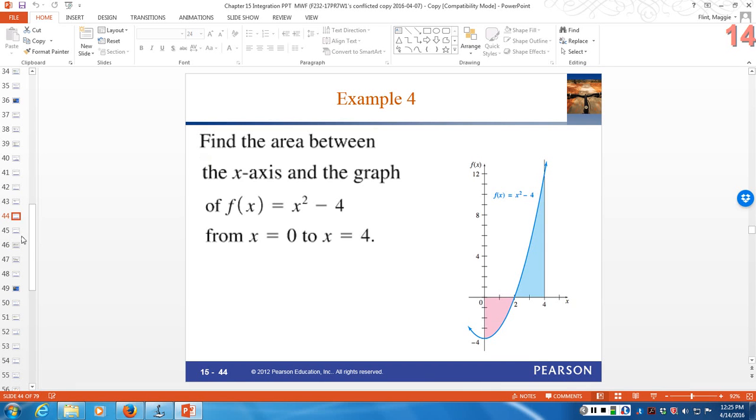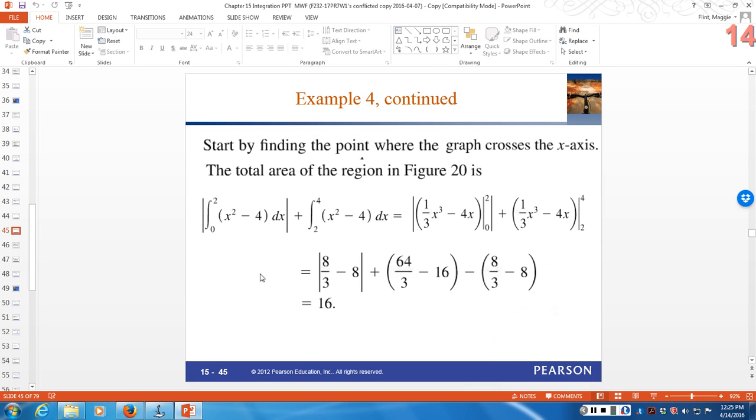So the way that we work that problem is you do the integral from 0 to 2 of x squared minus 4. The integral of x squared is 1/3 x cubed, or x cubed over 3. The integral of 4 is 4x over 1, or just 4x. And you're going to plug in 0 and 2 for the part that's below the x-axis, and then 2 and 4 for the part that's above the x-axis, because the areas are going to be different.